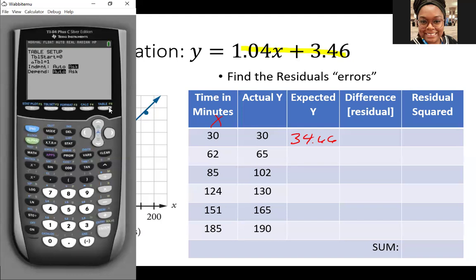Once there, we now can go look at our table. When we go to our table, we press second graph, and our table is blank. Oh no. Okay, the reason why it's blank is because you said to ask me, what do I want in here? So I'm going to type in all the values that I want in my table. I want 30. I want 62. I want 85. I want 124. I want 151. And I want 185. Ta-da! And I have all the values plugged in from that table. Okay.